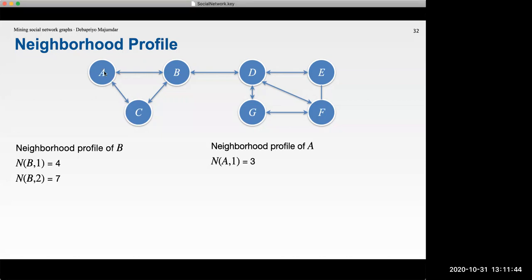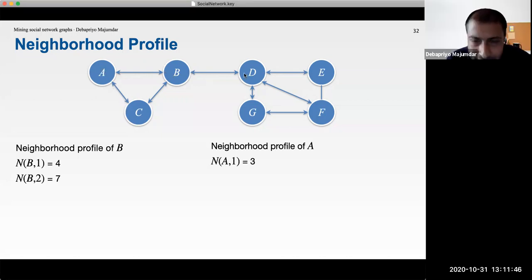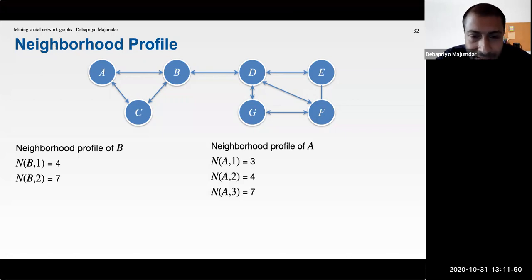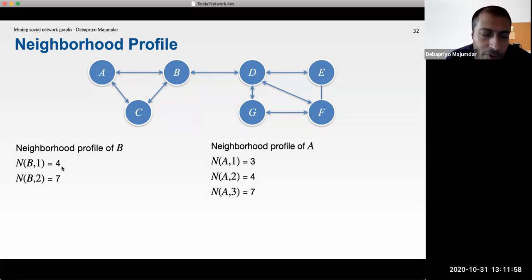NB2 is 4, right? So these 3 plus just a B. And then NA2 is 4 and NA3 will be 7. Now, you see the neighborhood profile of B and A are a bit different. This is the sequence 4, 7, and this is the sequence 3, 4, 7.